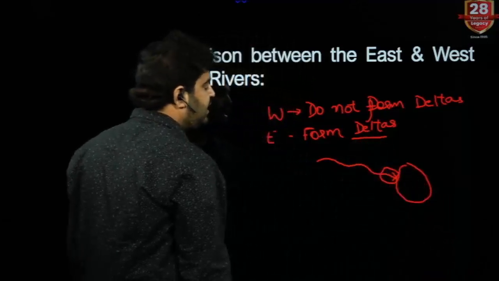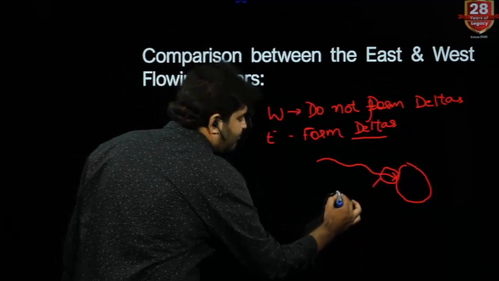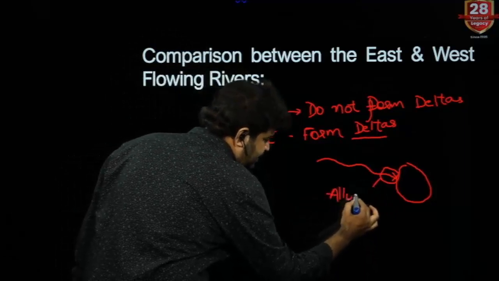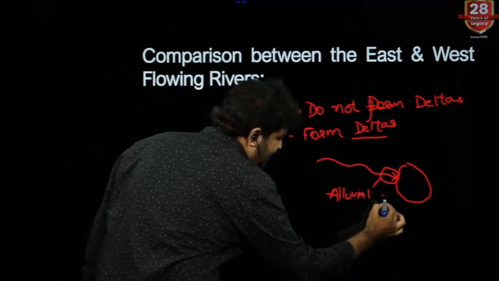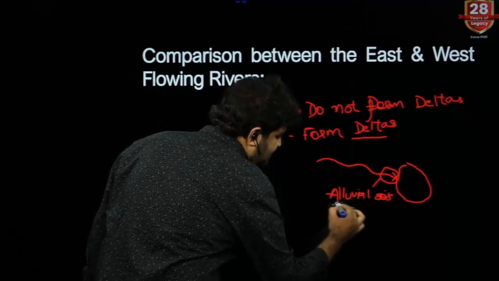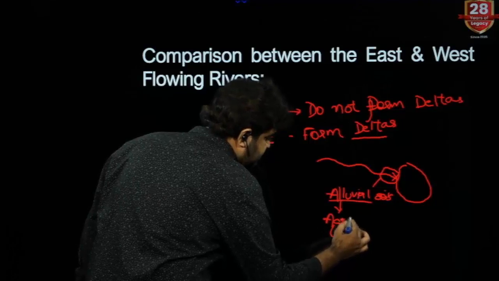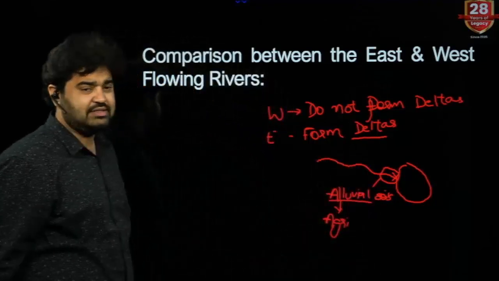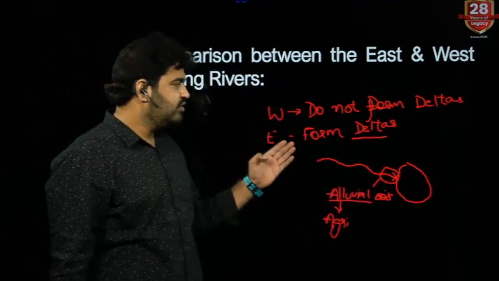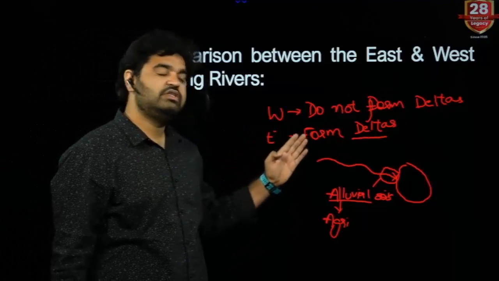Delta regions are made up of alluvial soils. As these soils are very fertile, they support agriculture. So west flowing rivers do not form deltas, east flowing rivers form deltas.